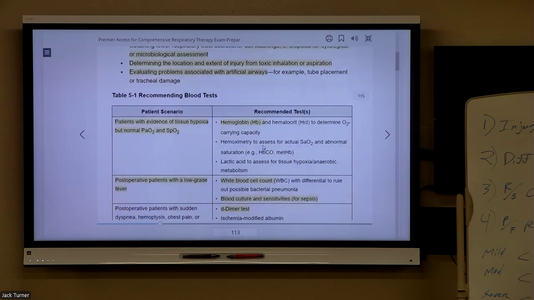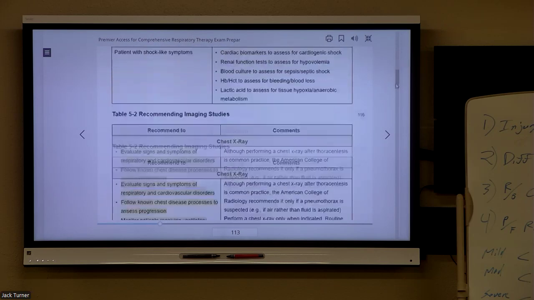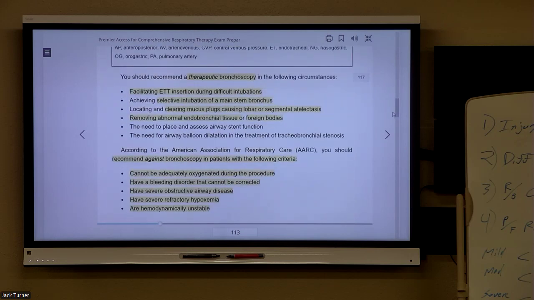So we're going to skip over this table. We'll come back to this table since we're talking about bronchs right now. Let's just jump over to page 117 and we'll backtrack.